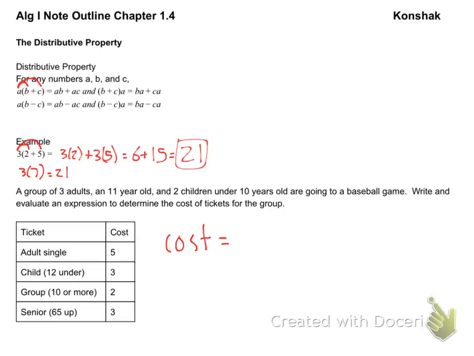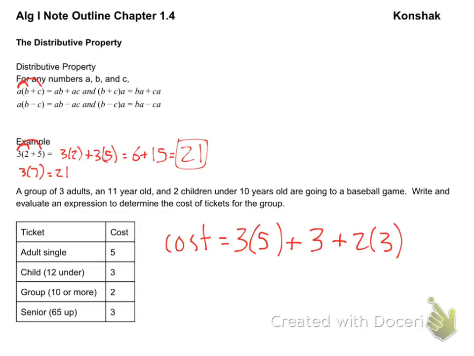But what's the cost going to equal? How many adults? There's 3 adults. What does an adult ticket cost? $5. Then we have 1 11-year-old. How much is that? $3. Okay. And plus how many kiddos? 2 kiddos at how much? At 3 again? Okay.